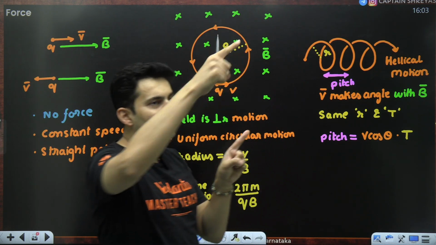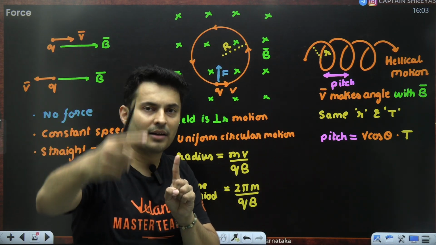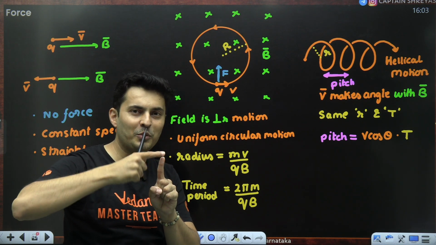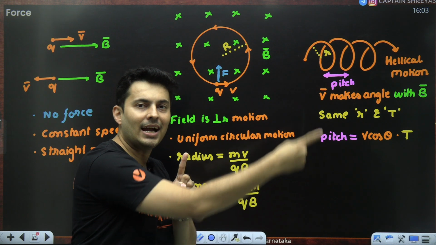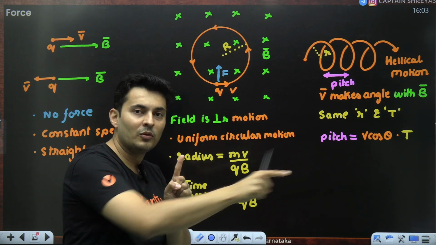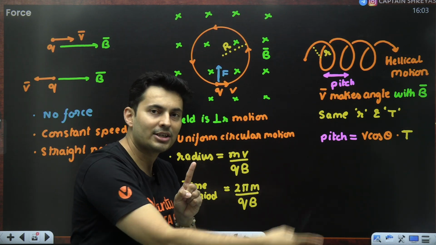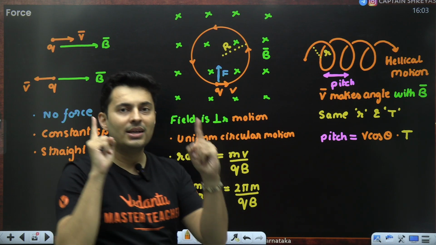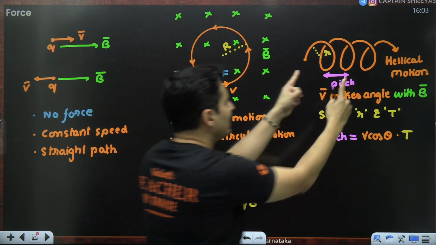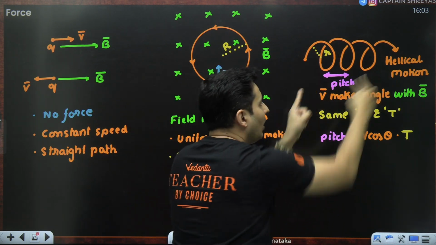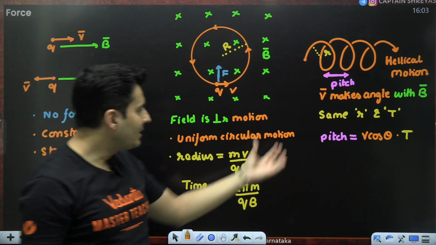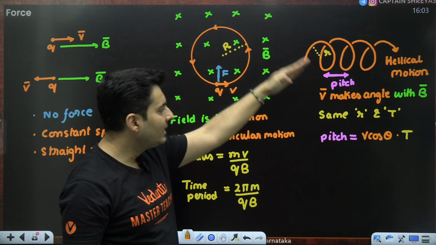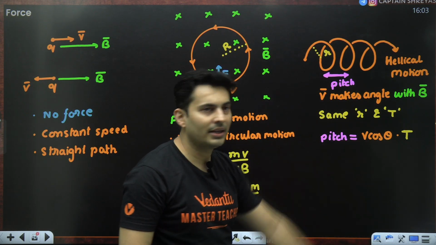As it goes round and round, it completes one round, but it does not come back to the same point. It would have gone slightly ahead. How much does it move after one rotation? That distance is basically called the pitch of that helical motion. And that pitch is the velocity's cos theta into the time period.